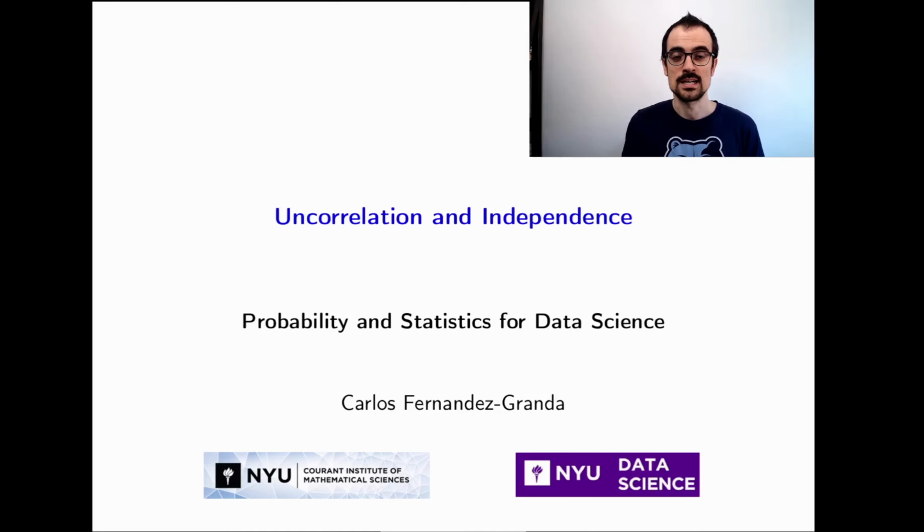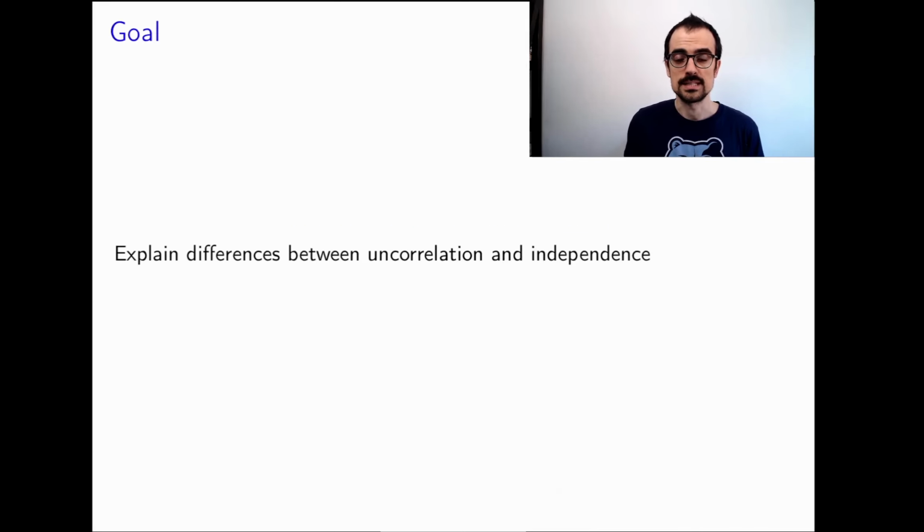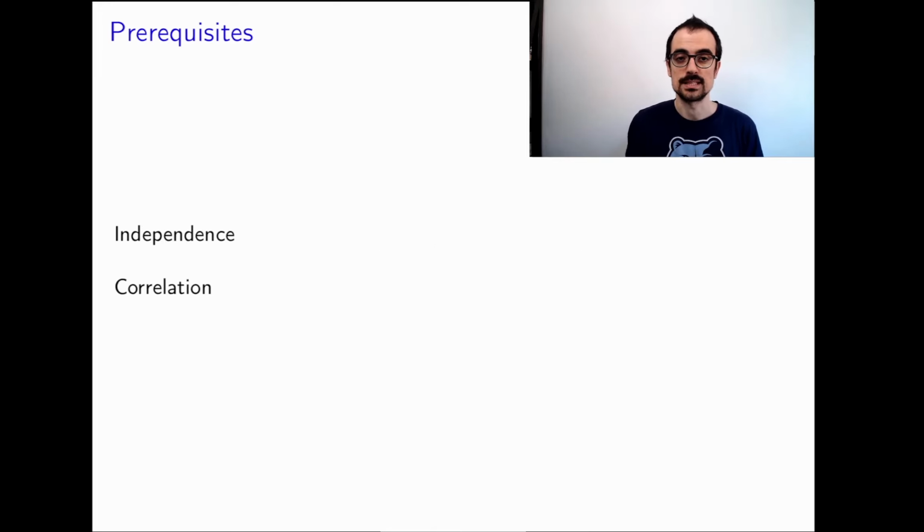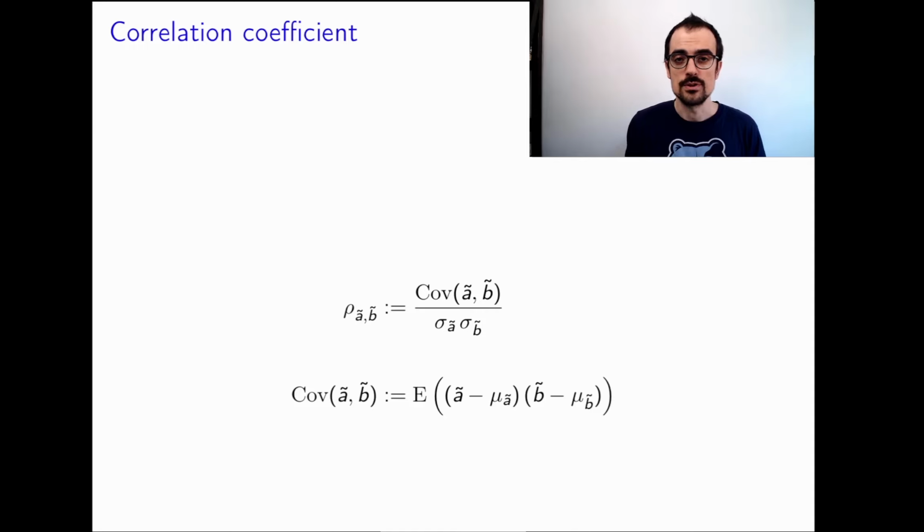Today we're going to talk about uncorrelation and independence. Our goal is to explain the difference between two random variables being uncorrelated and two random variables being independent. The prerequisites for this material are independence of random variables and correlation between random variables. Let us begin by reviewing what we have learned about correlation.